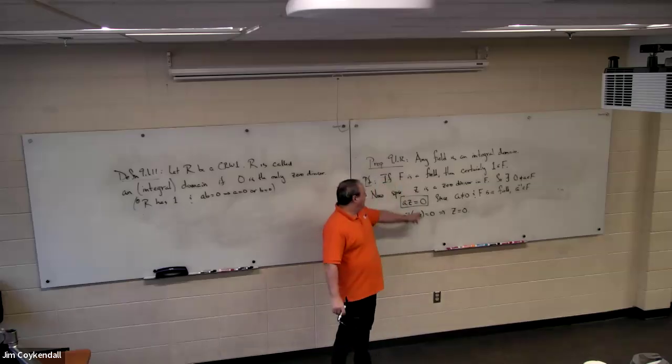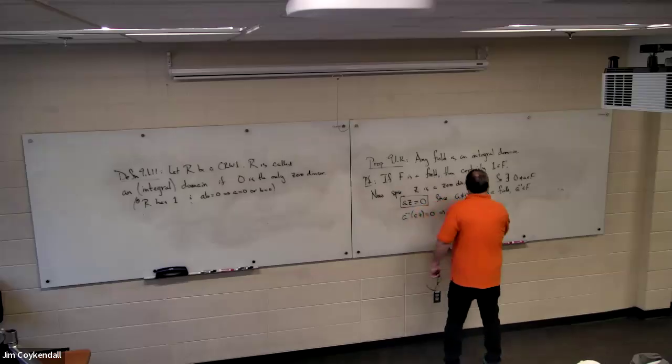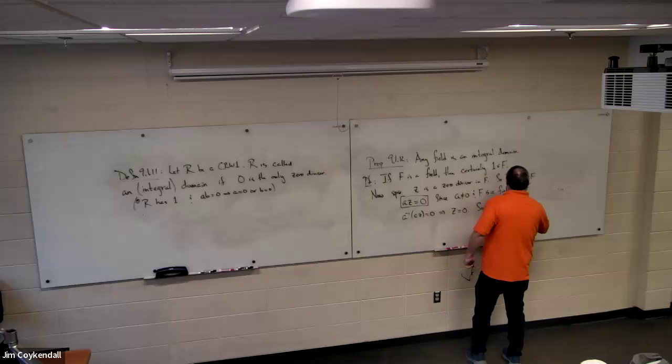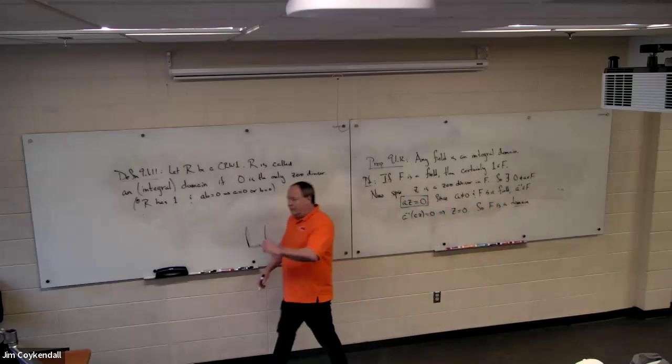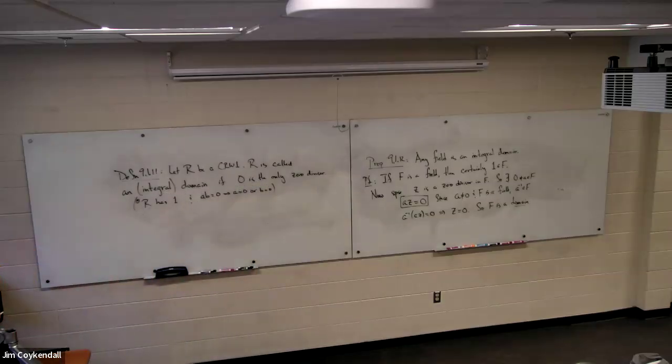What have I proved? I proved that if you have any zero divisor, it must be zero. But that's a domain because we proved that any zero divisor must be zero. Okay, any questions on that?